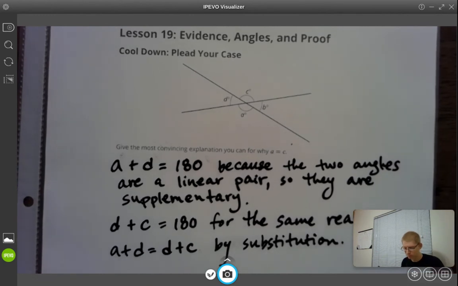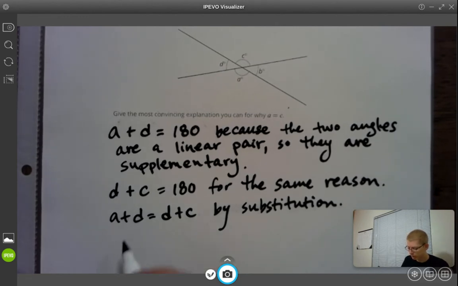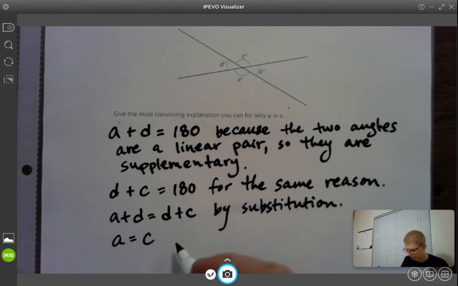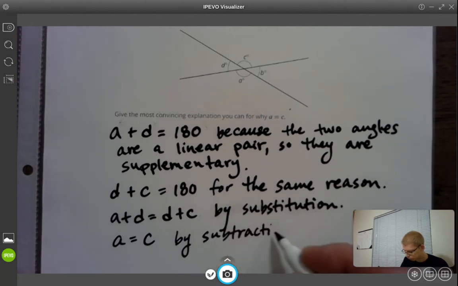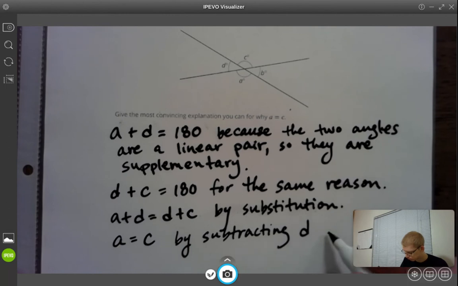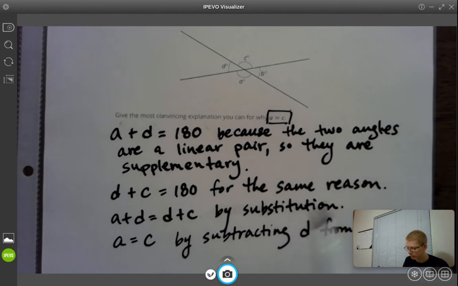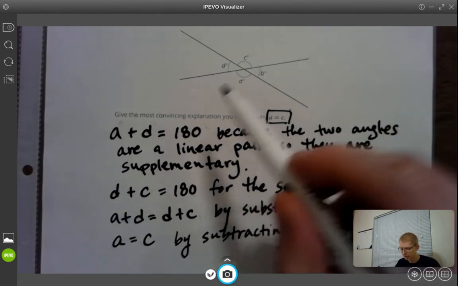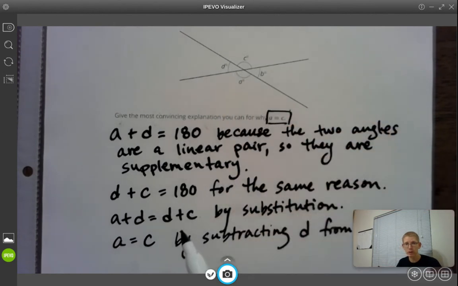Now, this will allow us to do some algebra on this. We have D, which is the same angle measure on both sides. So we can say that A equals C by subtracting D from both sides. That's it. Well, that's what we were trying to prove. We were trying to prove that A equals C. So we have this pair of angles, A and D, this pair of angles, D and C. When we subtract out the D in the middle, we get A equals C.